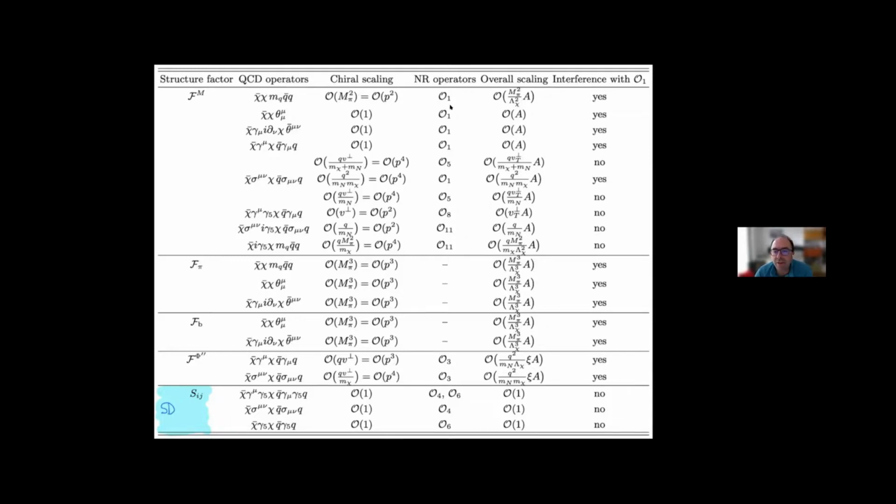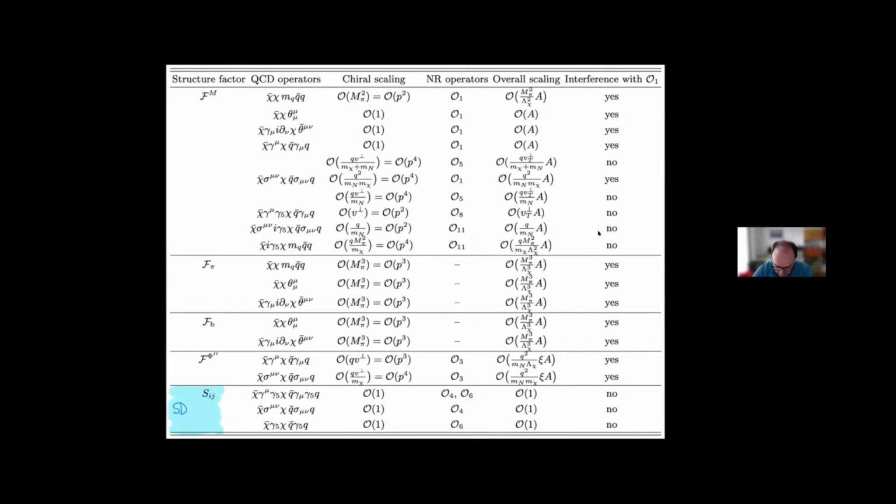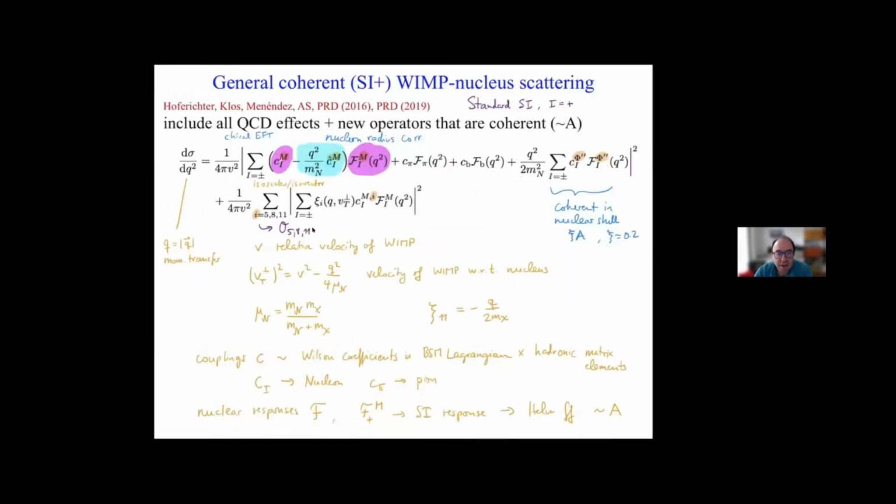So you can see these are the 5, 8, 11 from before. You can see here the overall scaling. So these really scale as A squared in the end. The response function scales as A, the cross-section A squared. And then you can see here some of them are suppressed both by Q and the transverse velocity. And then we also checked which of these is possibly interfering with the leading response 01. Okay, and you can see that here for these operators 5, 8, 11, there's always a no. So that's why in the master formula 5, 8, 11 is really momentum suppressed squared and doesn't, like the nucleon radius correction, interfere with Fm itself, with the leading spin-independent response.